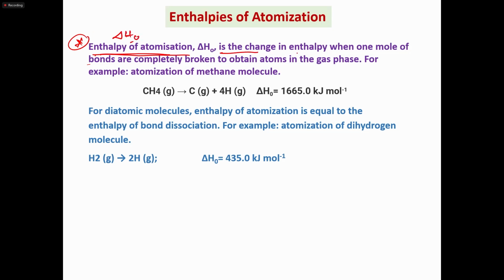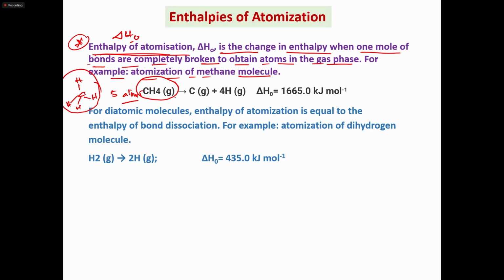This is the change in enthalpy when one mole of bonds is completely broken to obtain the atoms in the gas phase. For example, the atomization of the methane molecule. If you see, methane has 5 atoms in the gaseous state. These 5 atoms form a tetrahedral structure. So it is a molecule, and here the carbon hydrogen bonds are present.